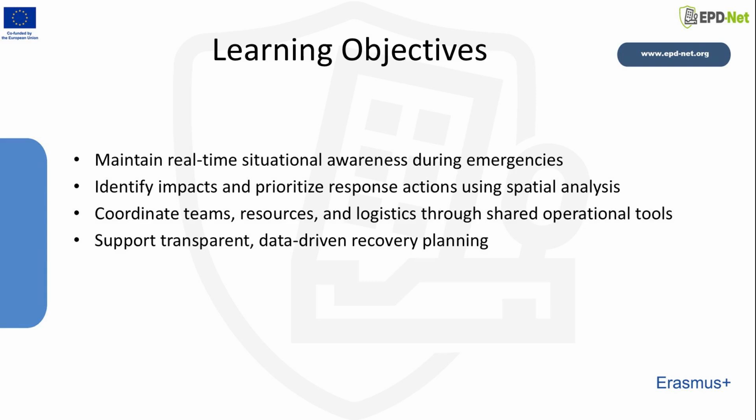By the end of this module, participants will understand how GIS strengthens disaster response and recovery. They will learn how to maintain real-time situational awareness by integrating field reports, sensor data, and operational updates into a single shared view, enabling faster and more accurate interpretation of rapidly changing conditions. Participants will also learn how to analyze impacts and prioritize response actions based on spatial patterns, ensuring that teams, equipment, and resources are deployed where they are needed most.